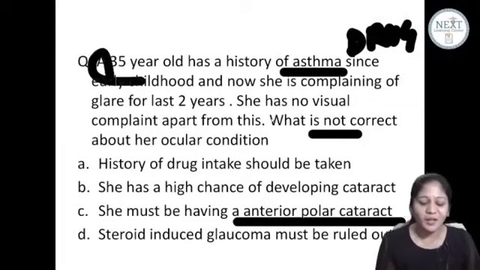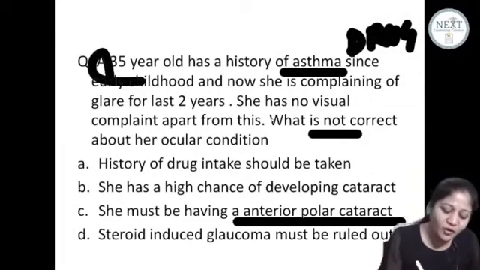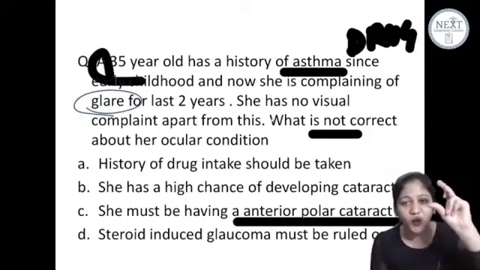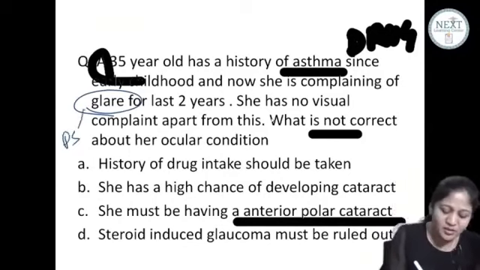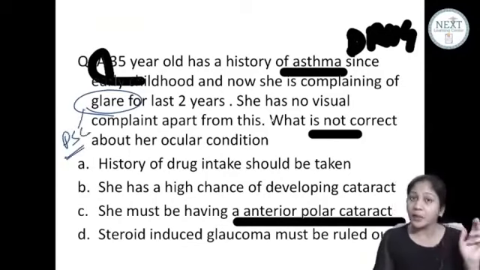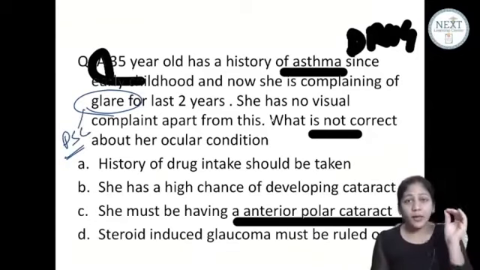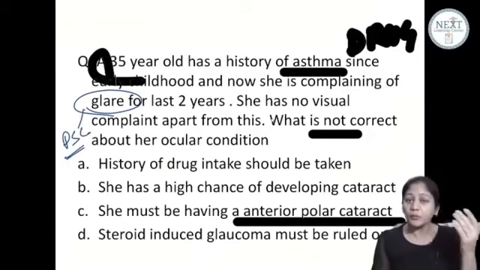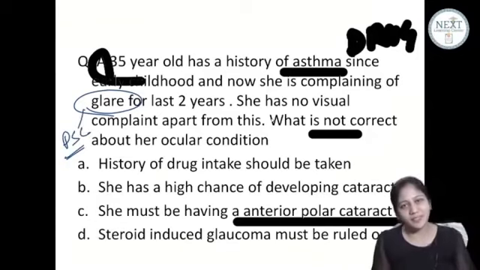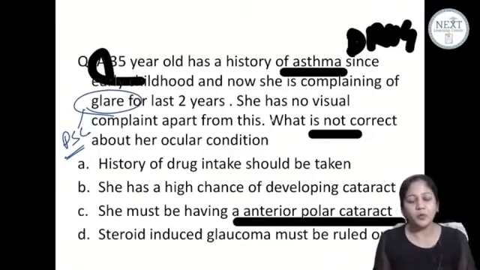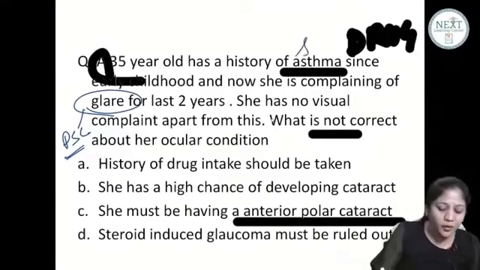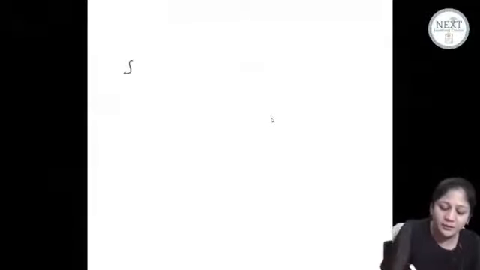Yes or no? Because this is a typical complaint of glare. So glare means a posterior subcapsular cataract. Okay? Please remember, steroid induced cataract is also a posterior subcapsular cataract. So please remember, if you have not written, glare, posterior subcapsular cataract, even steroid induced cataracts are posterior subcapsular cataracts.